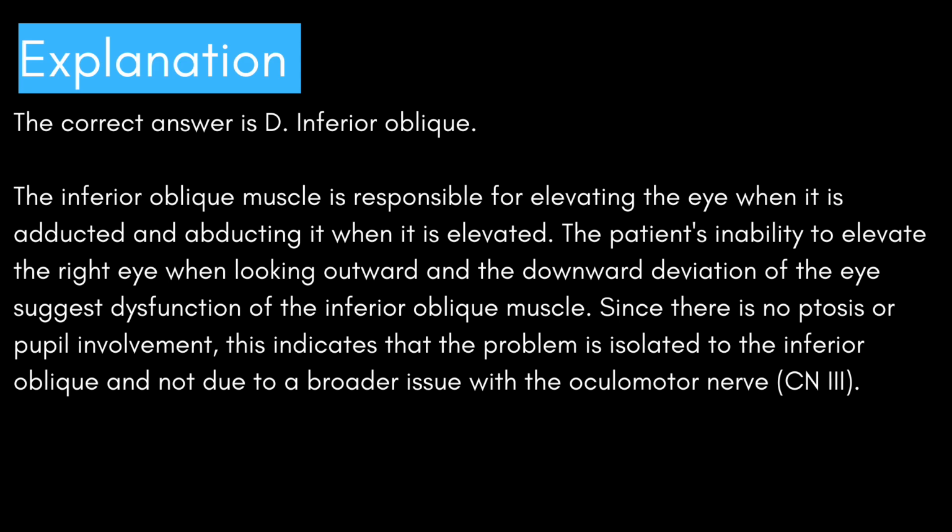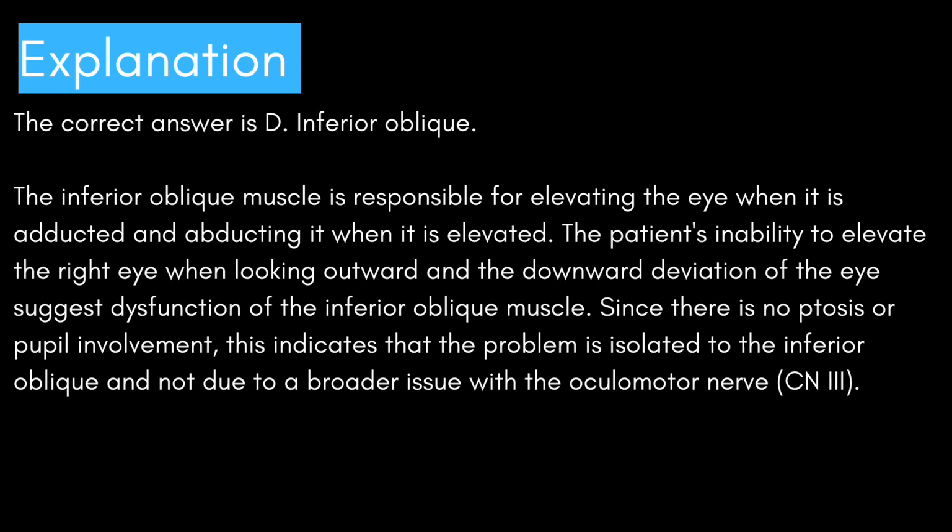The inferior oblique muscle is responsible for elevating the eye when it is adducted and abducting it when it is elevated. The patient's inability to elevate the right eye when looking outward and the downward deviation of the eye suggests dysfunction of the inferior oblique muscle. Since there is no ptosis or pupil involvement, this indicates that the problem is isolated to the inferior oblique and not due to a broader issue with the oculomotor nerve or cranial nerve 3.